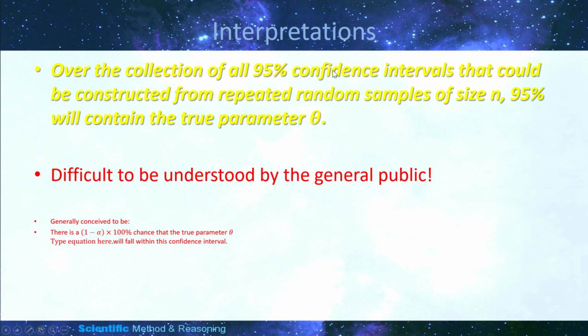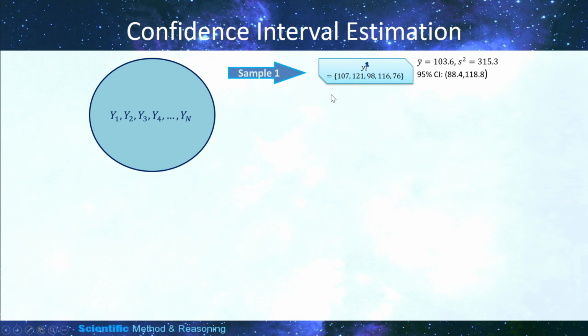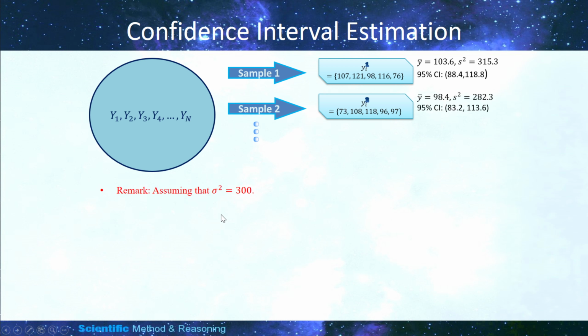Okay, so 95% confidence interval. The genuine interpretation would be the collection of all 95% confidence intervals that could be constructed from repeated random samples of size n. 95% will contain the true parameter. That means we have a population. If we can afford to draw many samples, each of size 5 under the same condition, for each sample I can calculate a confidence interval based on the sample observations.